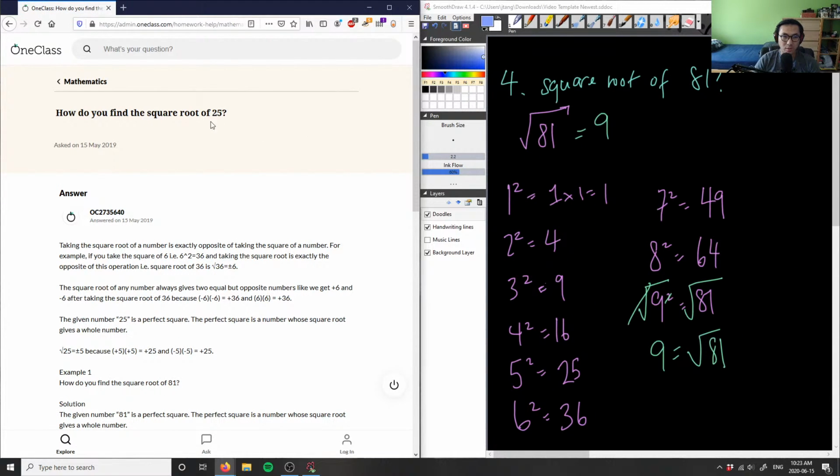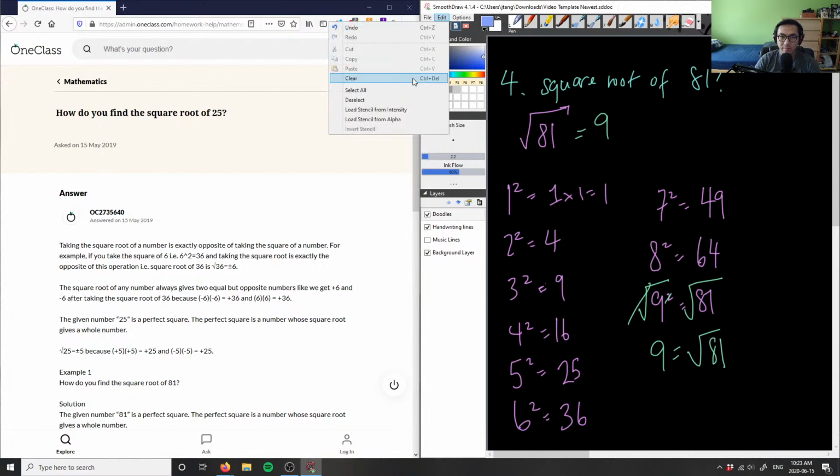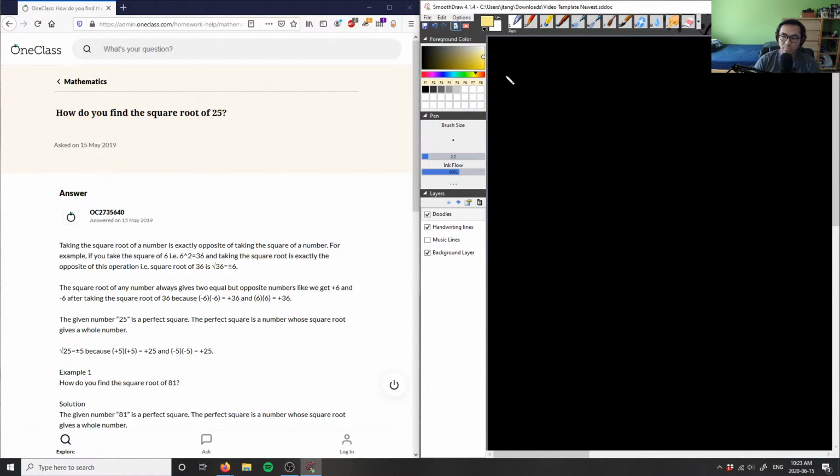Next problem is another square root problem. So this is question 5. It's asking us, how do you find the square root of 25?